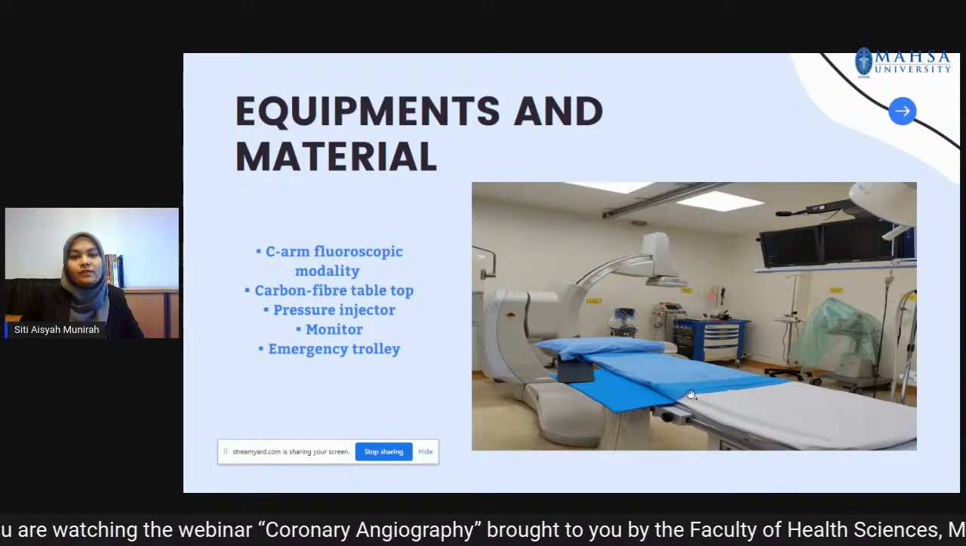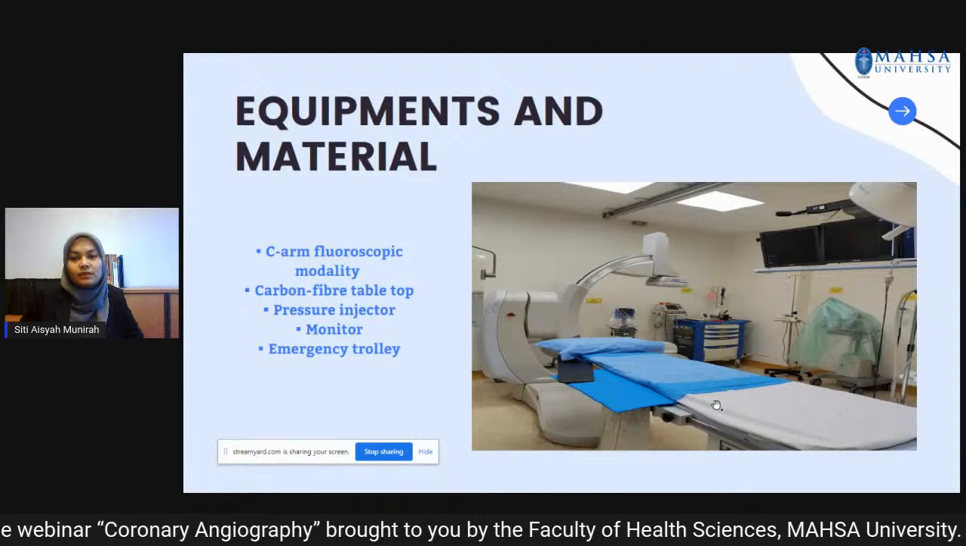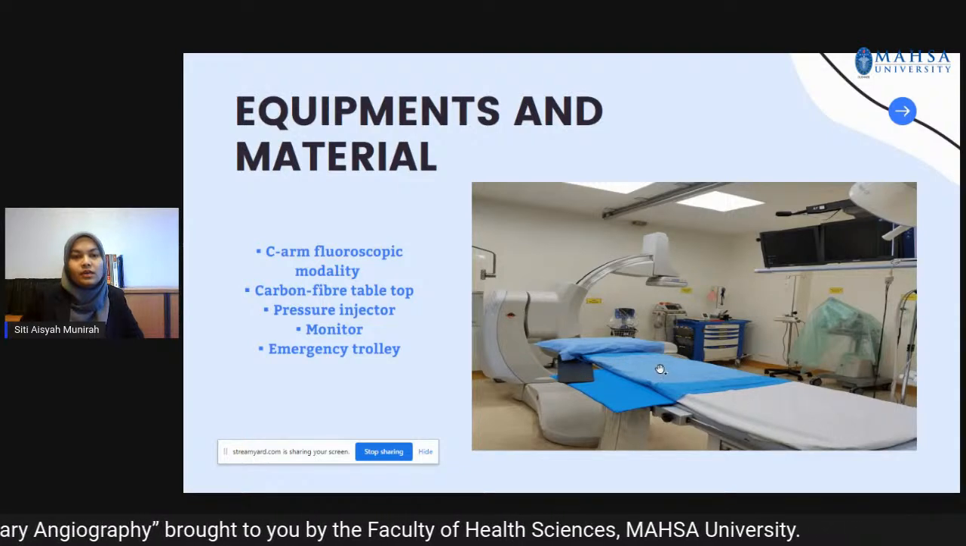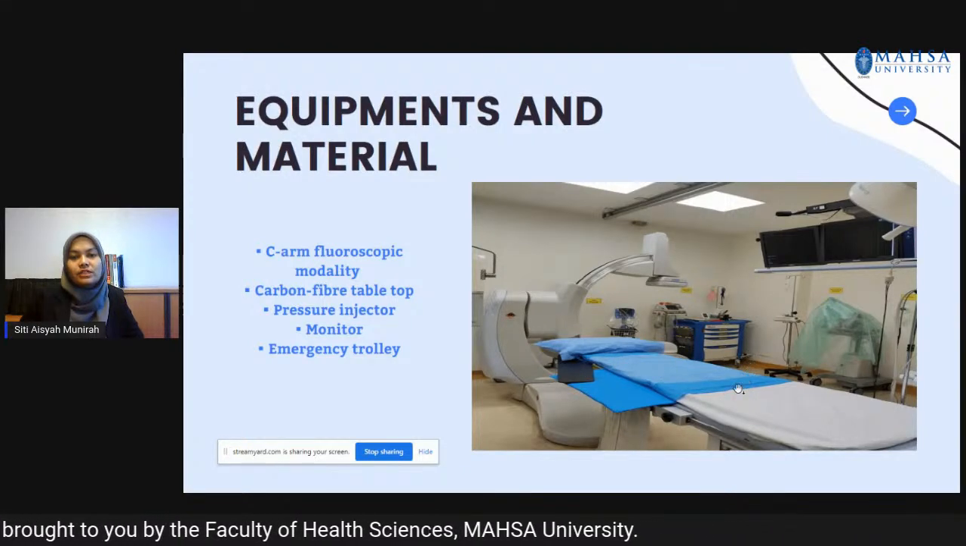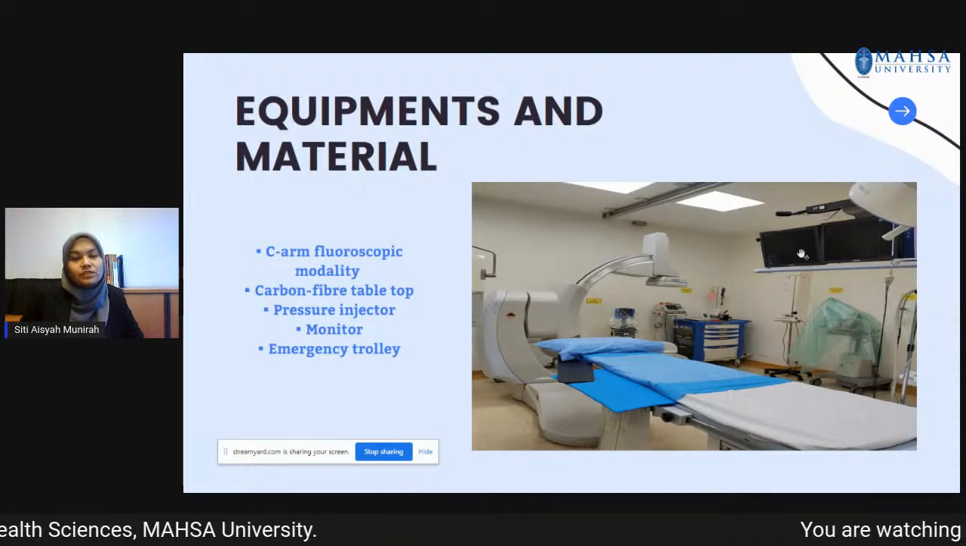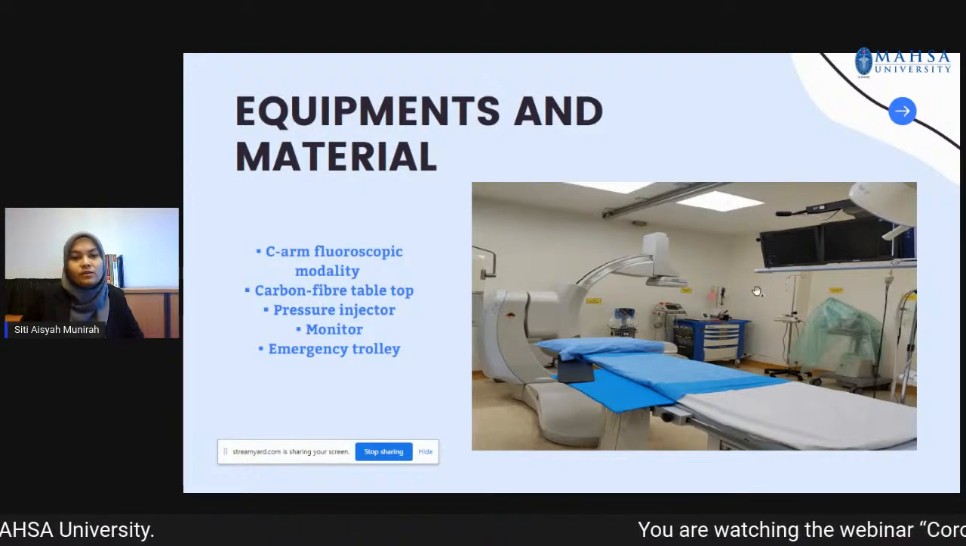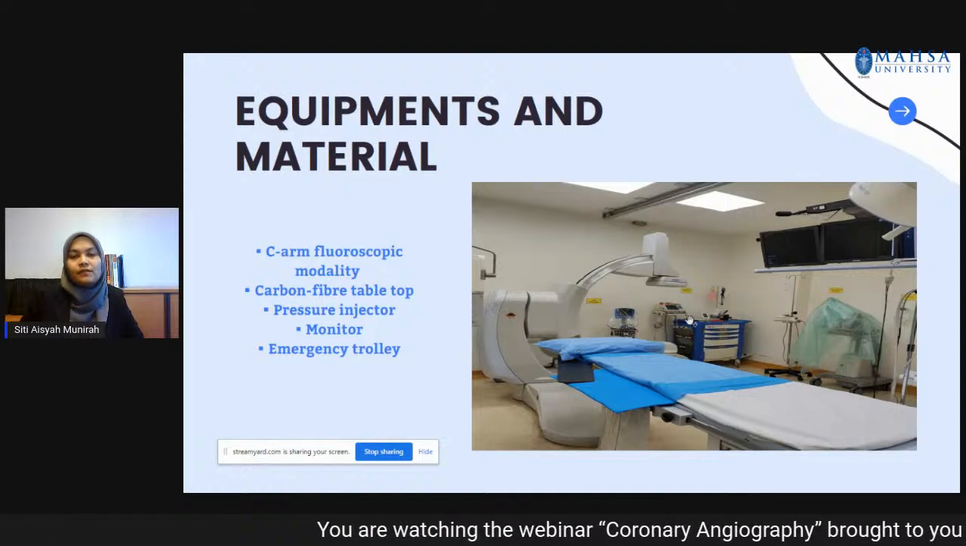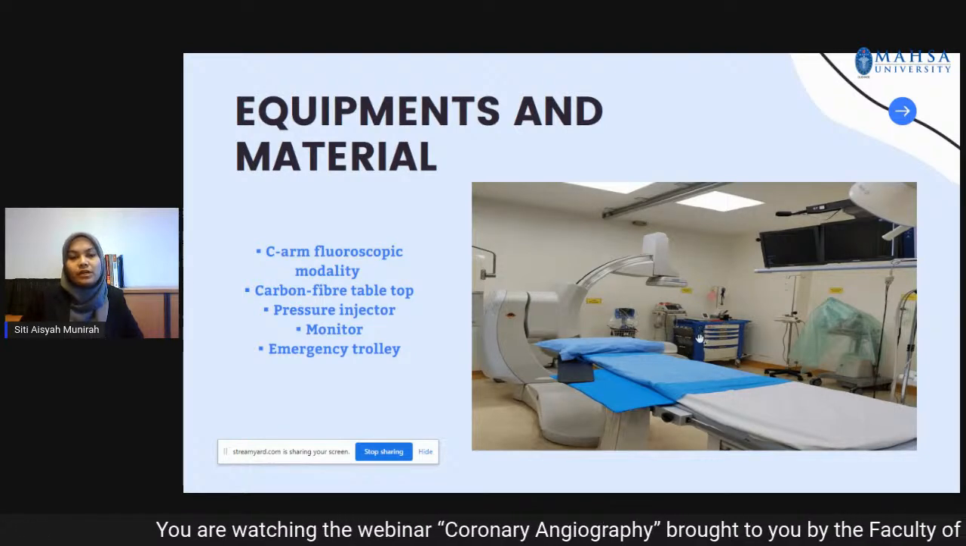And we also have the carbon fiber shadow stock here for patients to lie down, and a pressure injector for injection of the contrast media. And this is the monitor for the visualization of the image. And also the emergency trolley, here for preparation if anything happens during the coronary angiography.